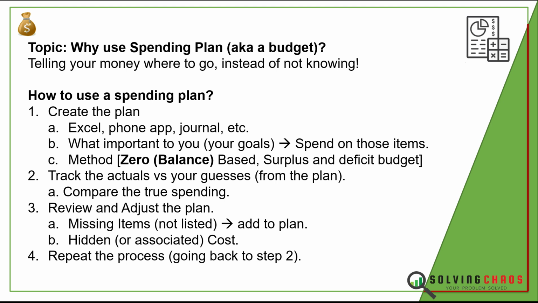So let's go over the steps in creating and using a spending plan. The first part is just to create a plan. And the method of how you do it may be different for different people. The most common way is still a spreadsheet, but there are mobile phone apps, desktop apps, or software you can buy. You can use an old school journal, some type of paper, or a different tracking mechanism. And really, the purpose is what is important to you.